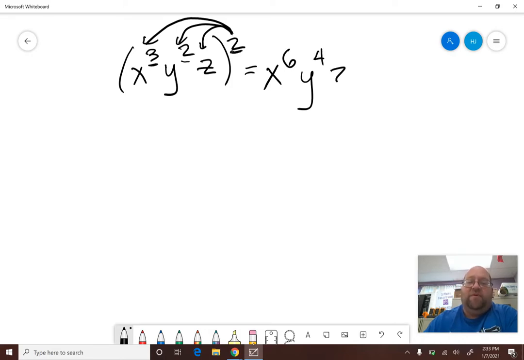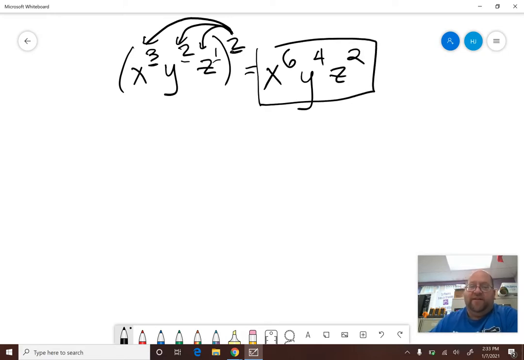And then remember with my z, what is actually here, even though I don't see it? There's a 1 right there. So 1 times 2 would be 2. And folks, that simple and easy. There is your answer. Okay, 2 more questions.